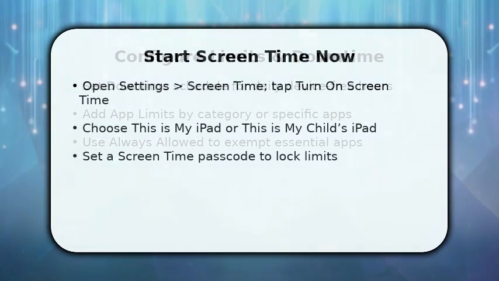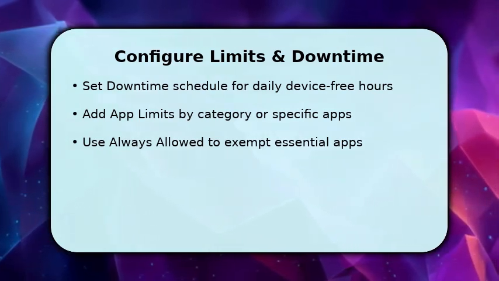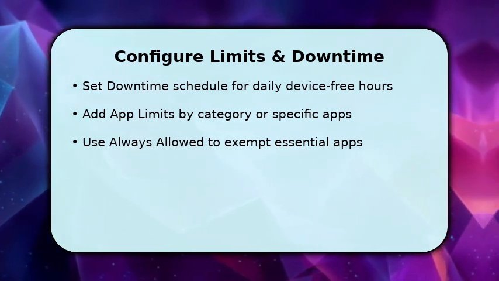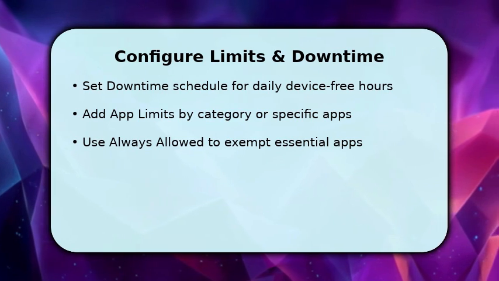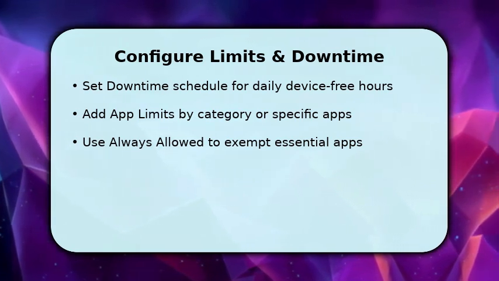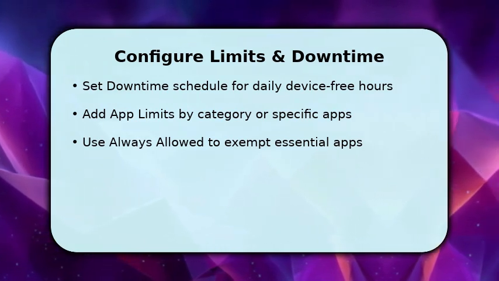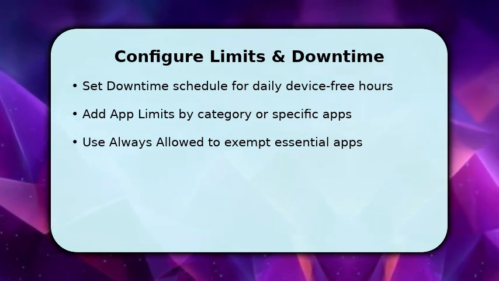Now you configure the middle controls that actually reduce use. First, set downtime hours when only allowed apps can run and pick start and end times for weekdays and weekends. Next, add app limits. Select categories like social networking or specific apps, assign daily minutes or hours, and choose custom schedules if needed. Make sure to set always allowed apps like phone or maps so critical functions remain available.